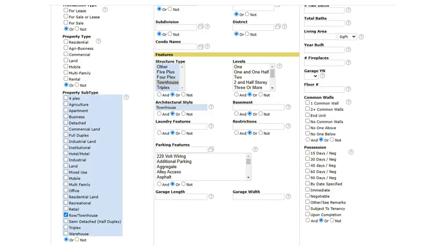Okay. Let's take a look now at property. We'll go back to property subtype and we'll go under row house, townhouse.